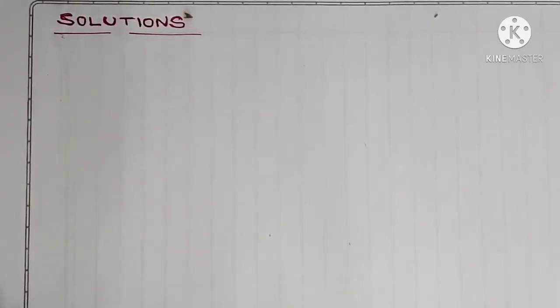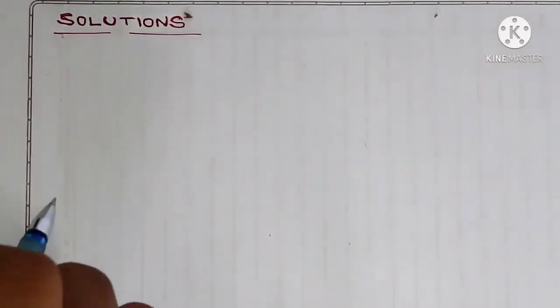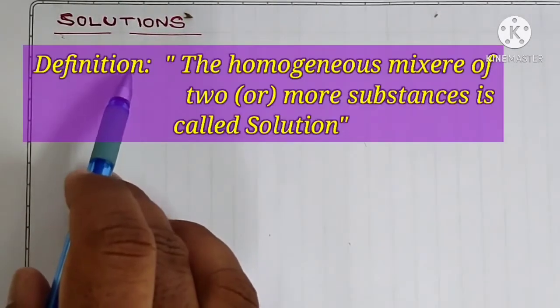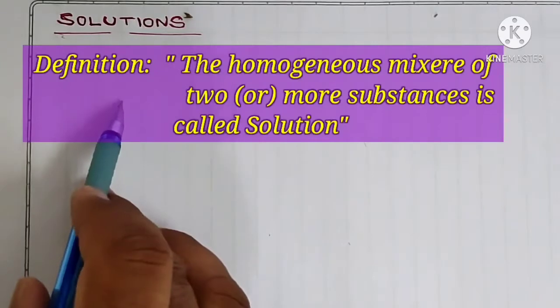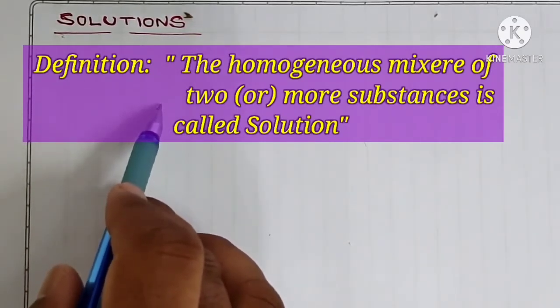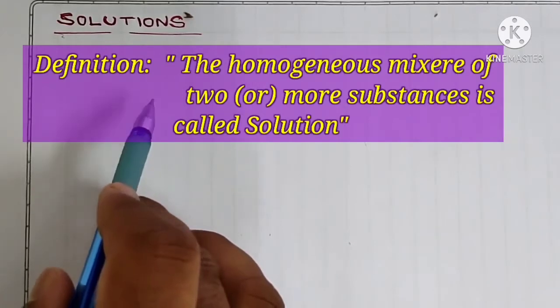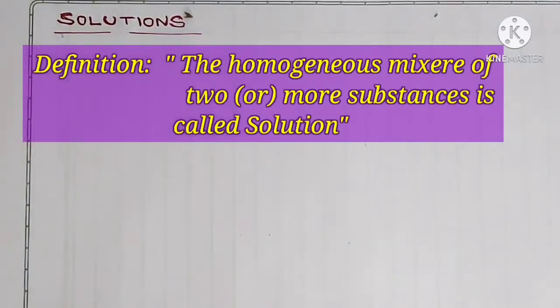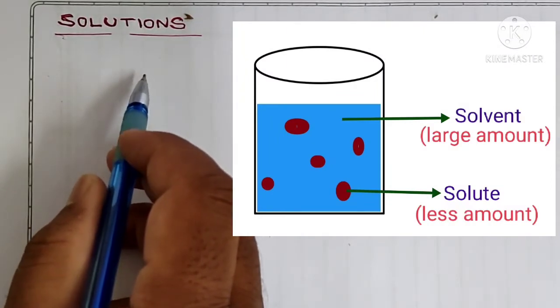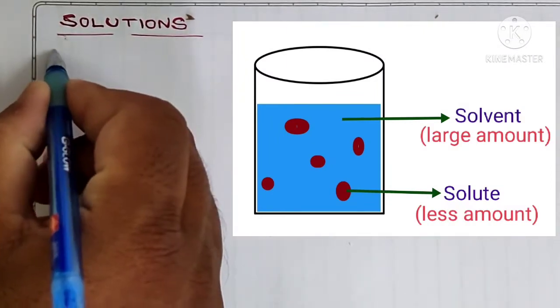Good morning, students. Our new lesson is solutions and the definition of solutions. The homogeneous mixture of two or more substances is called a solution. In that solution, a component which is present in large amount is called the solvent.